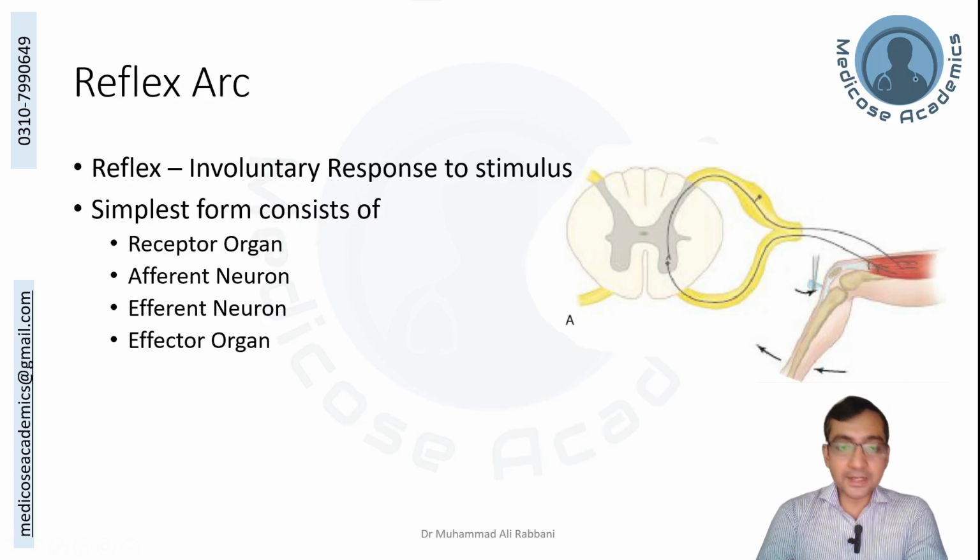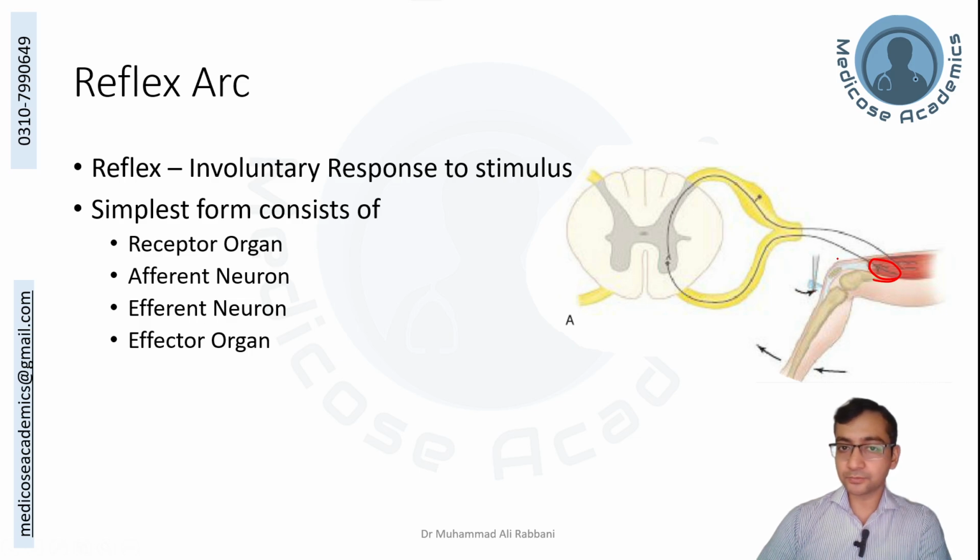Now, what is a reflex arc? Reflex arcs are basically the involuntary response to stimuli whose circuitry lies at the local level within the spinal cord. So the simplest form of reflex arc consists of these four components. There should be a receptor organ. In this case, there is a muscle spindle.